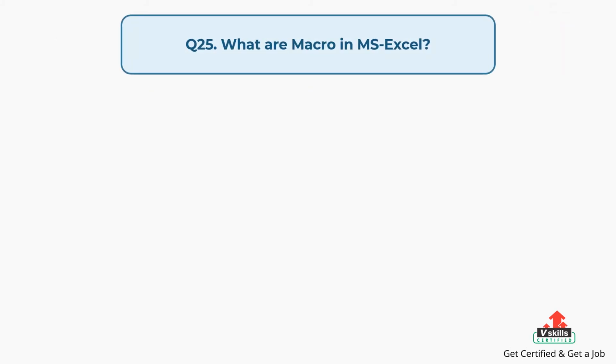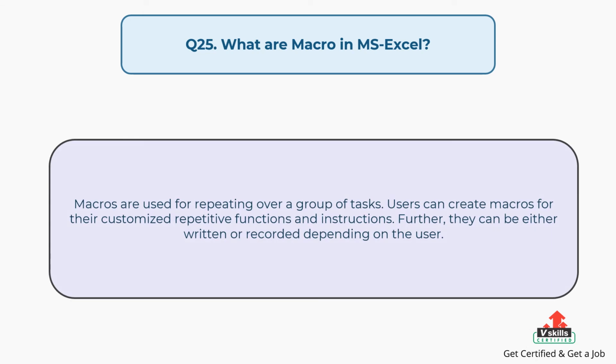Question number 25. What are macros in MS Excel? The answer is: macros are used for repeating over a group of tasks. Users can create macros for their customized repetitive functions and instructions. Further, they can be either written or recorded depending on the user.